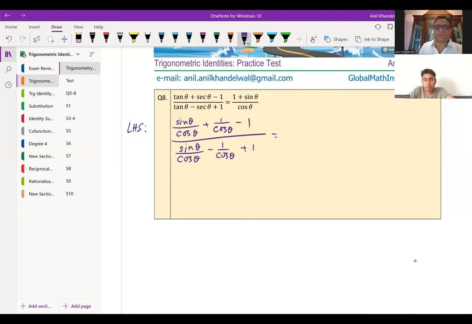That is the concept. So when I multiply and divide by cos theta, in the numerator, I'm left with sine theta plus 1 minus cos theta. Is that correct? And here I get sine theta minus 1 plus cos theta.